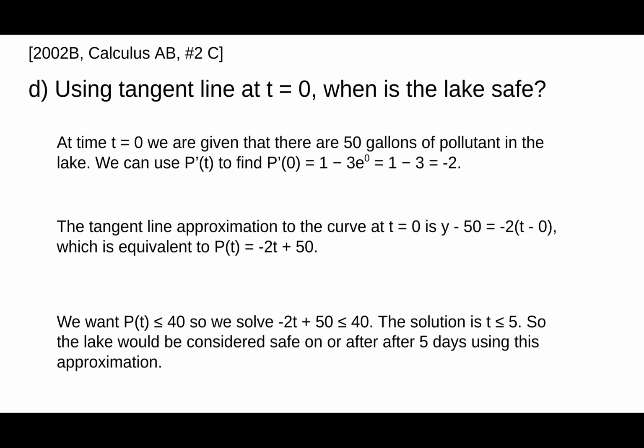If we want to know if the lake is safe, we just need to know when will this expression, negative 2t plus 50, be less than or equal to 40. Right? It's safe when it's less than or equal to 40. Simple inequality. We solve it, we get t is greater than or equal to 5. So using the tangent line approximation at t equals 0, we would conclude that the lake should be safe on or after 5 days.